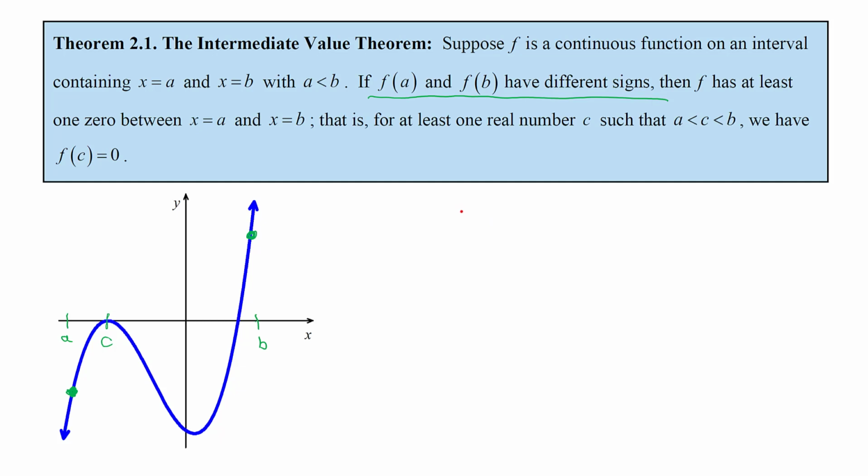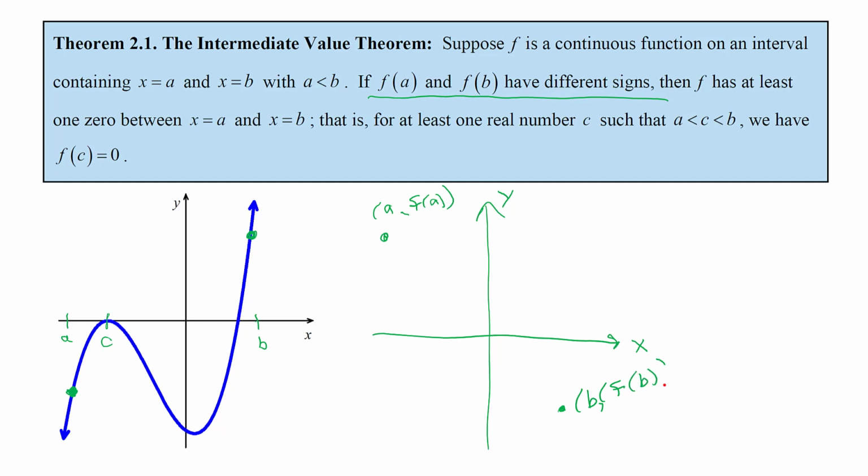If we want to look a little closer at what's going on here, I'm going to start by drawing a coordinate system with an x and y axis, and I'm going to put a point a, f of a on here, where f of a is positive in this case, and I'm going to put a point b, f of b on here, where f of b is negative. So f of b and f of a have different signs.